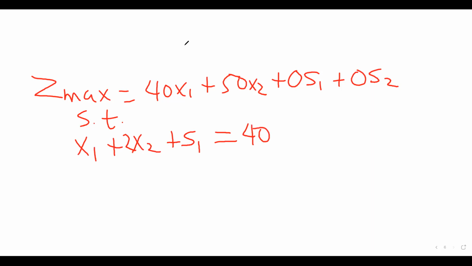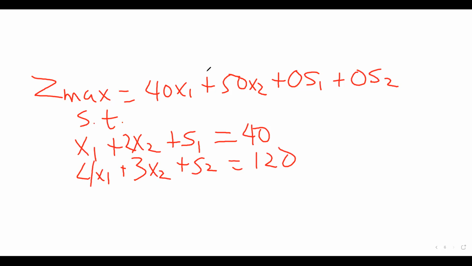I'm going to explain to you, because if the slack happens to be 0, then the left part here, x1 plus 2x2, is actually 40. But if x1 plus 2x2 is not 40, then whatever is left unused, the leftover becomes a slack. So the second one will be 4x1 plus 3x2 plus s2 equal to 120.